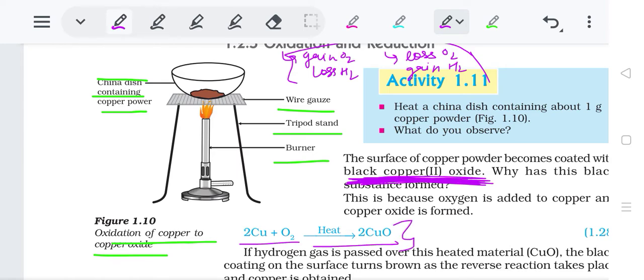So don't you think this is also an example of a combination reaction? Very good. Combination reaction. So we can conclude here that not all combination reactions are exothermic.